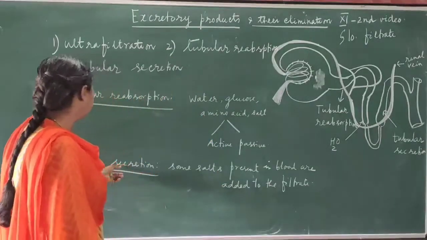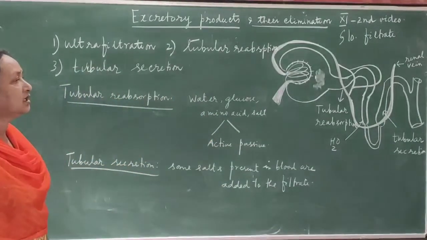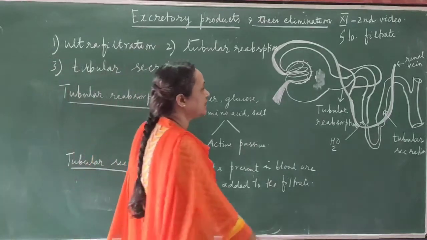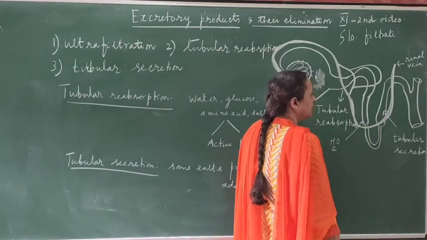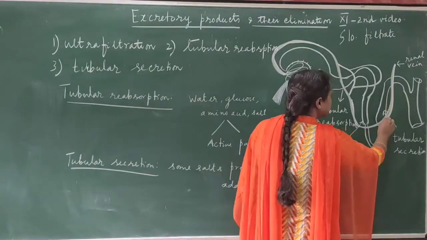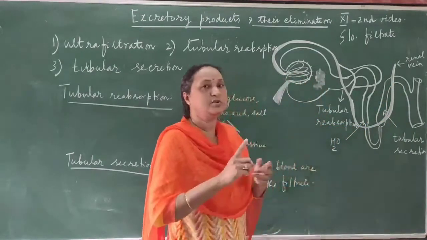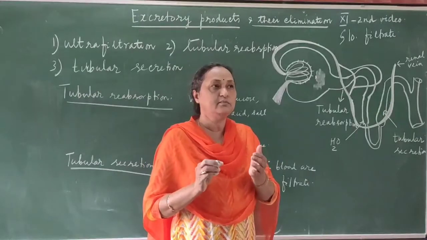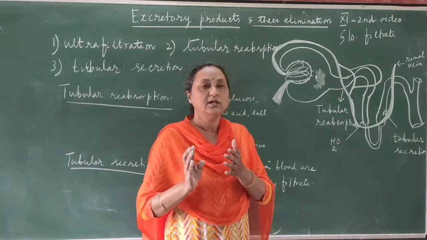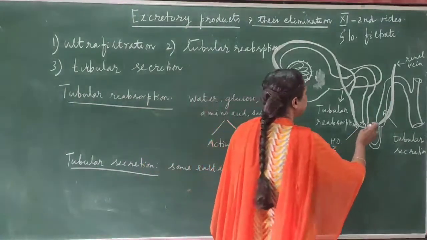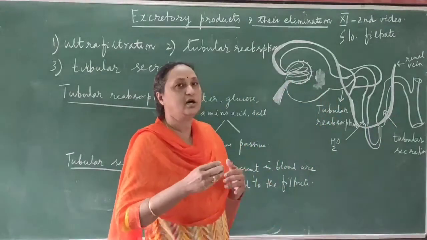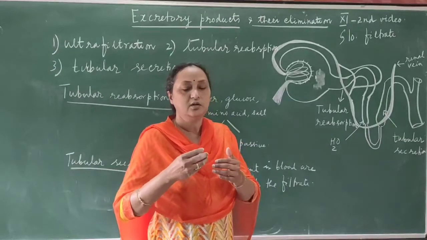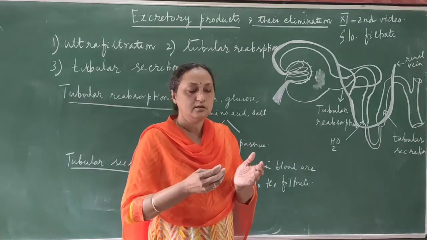Now the next step is the tubular secretion. The tubular secretion takes place in the distal convoluted tubule. Now all the branches of the capillaries which are surrounding the tubule, in the blood, if some salts are remaining, then these salts are again excreted into the urine. This is the way how these salts are secreted from the blood into the urine.